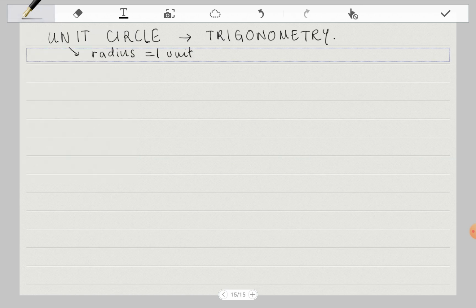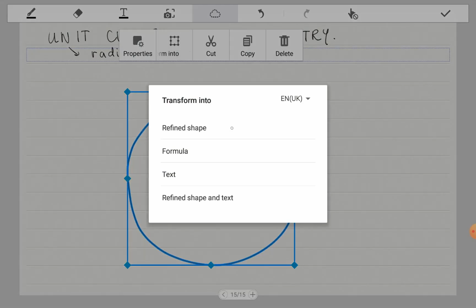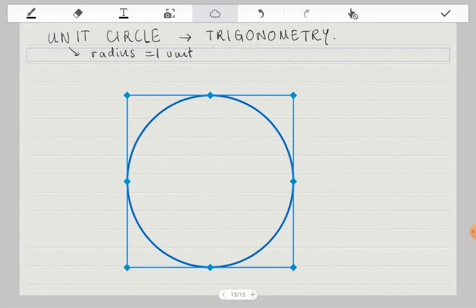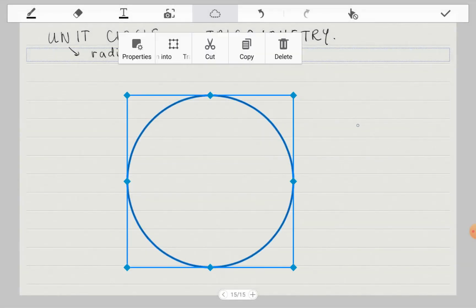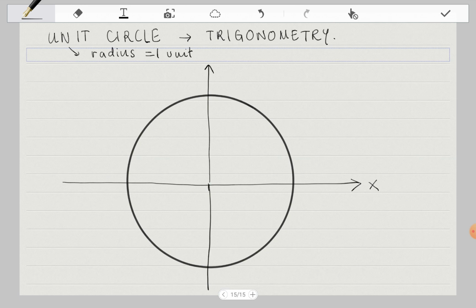So let's attempt to draw a circle here. We're going to use this sketch recognition software to transform this into a circle, which does it very nicely. And then we're going to attempt to draw in an axis in here. If we have a line going through there, we call that x. And if we have a line going through here, we call that y. And that is our origin.